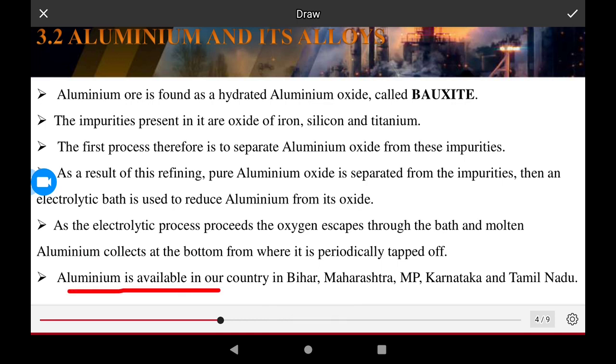Aluminum is available in our country in Bihar, Maharashtra, Madhya Pradesh, Karnataka and Tamil Nadu. These are some of the states with non-ferrous metals in India: Bihar, Maharashtra, Madhya Pradesh, Karnataka and Tamil Nadu.